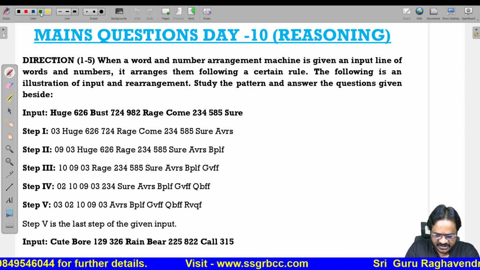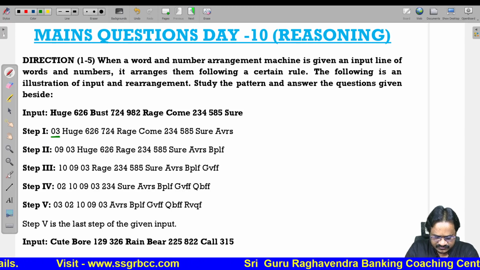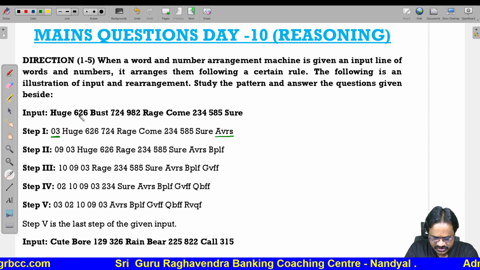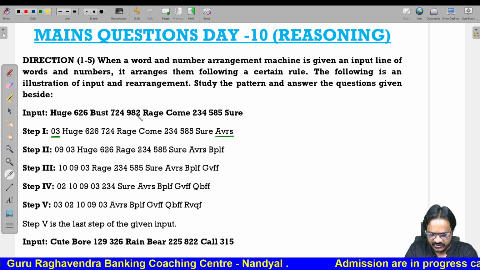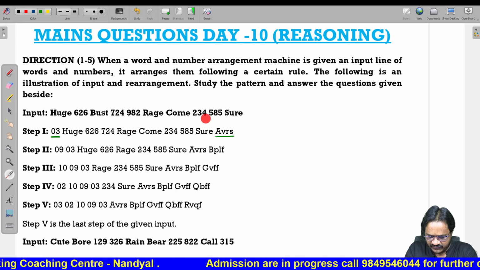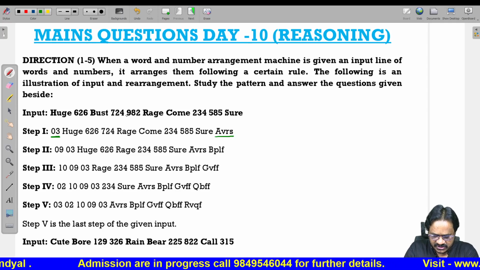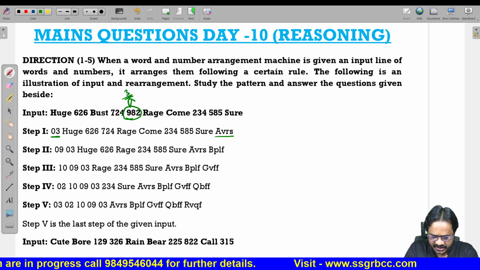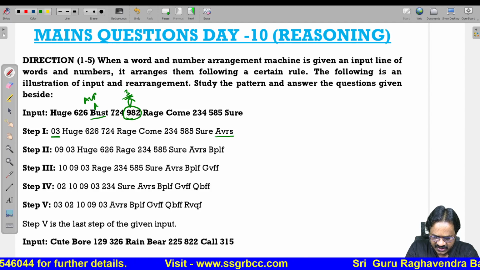Let us see the first step. You can clearly see two changes. 3 is coming, then last AVRS is coming. Remaining all the same: Hughes 626, rage, come, 234, 585, sure. Burst is missing, 724 is missing. So now we can clearly observe that two things are missing. 982 is missing; instead of 982, we are getting 3. Burst is missing; instead of that, we are getting AVRS.